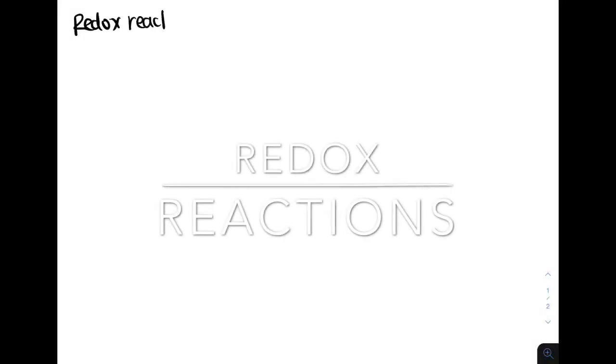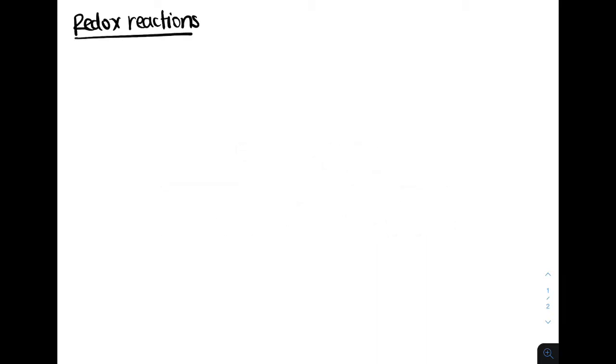Let's talk about redox reactions. So redox is short for reduction and oxidation. And reduction and oxidation reactions always happen together. You can't have an oxidation reaction without a reduction reaction, and you cannot have a reduction without an oxidation. So for this reason, we call them coupled reactions.